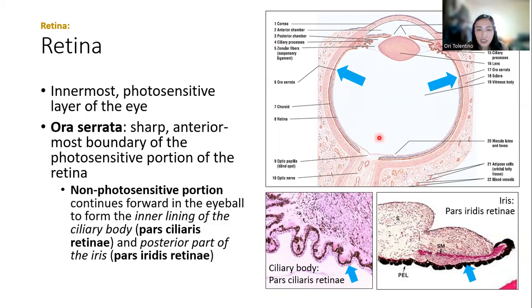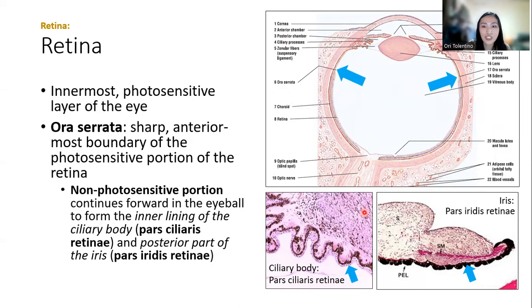The sharp anterior-most boundary of the photosensitive portion of the retina is called your ora serrata. It is a sharp transition from a thick neural portion that suddenly becomes a thin epithelial portion anteriorly. This transition is called your ora serrata.